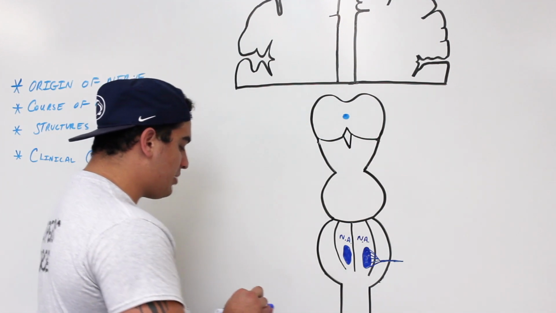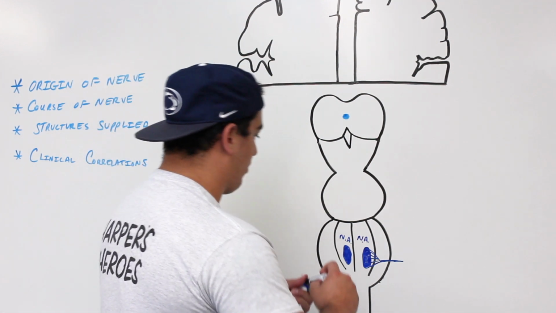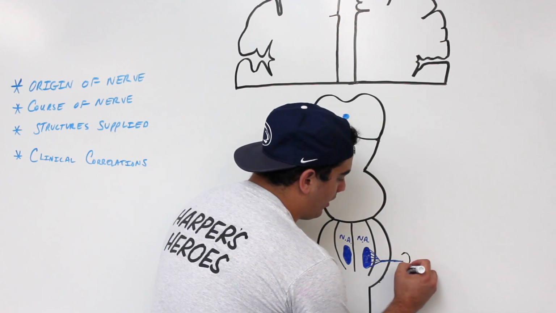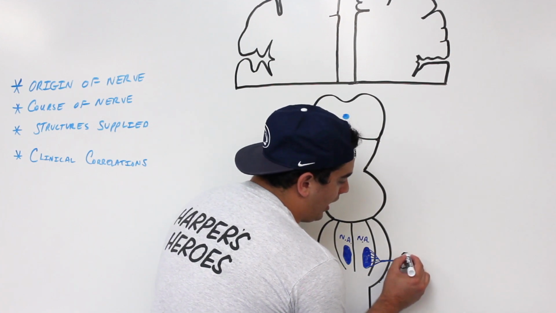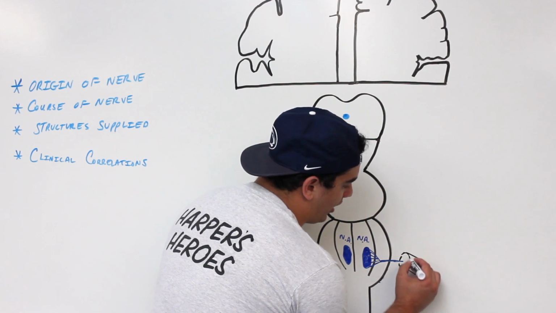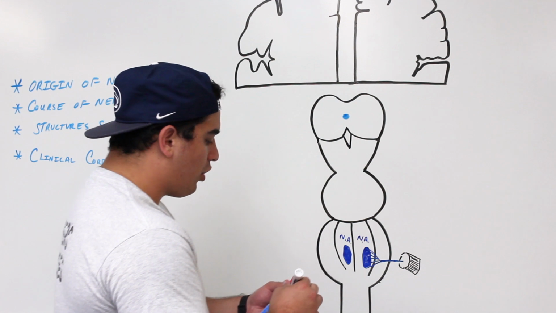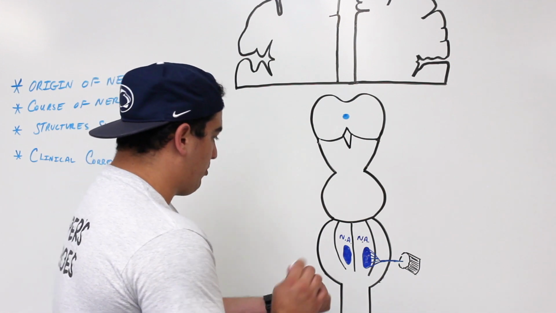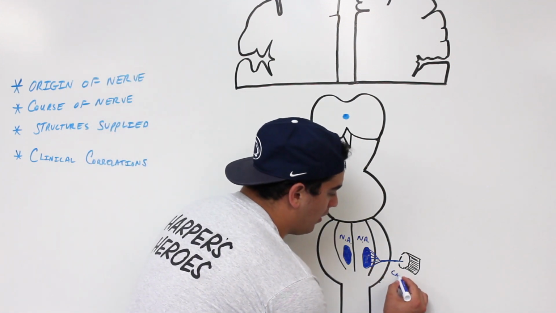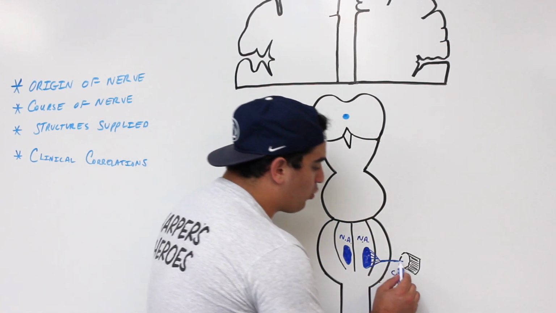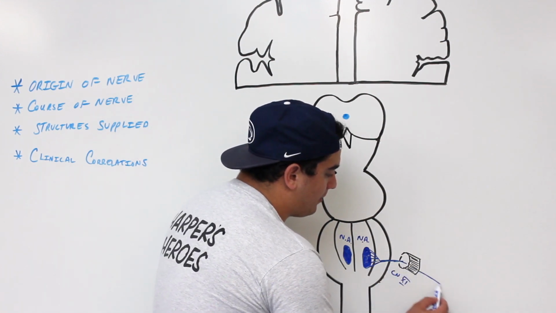Now, there's a special structure here, this cranial part of the accessory nerve. It runs through a very special hole within the skull. And what is this hole called? There's a hole right here that it moves through in the skull, and this hole is called the jugular foramen. So this nerve right here, cranial nerve 11, is the cranial part of the accessory nerve, and it's going to run through the jugular foramen.